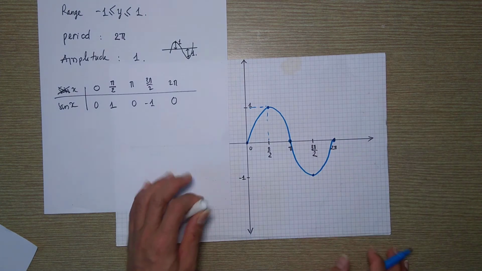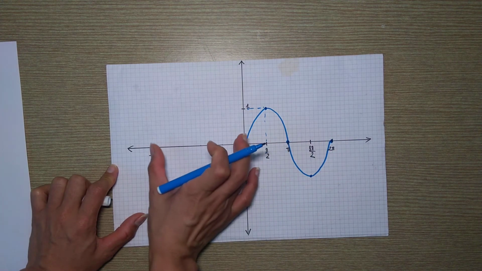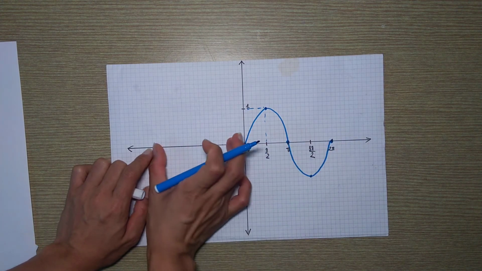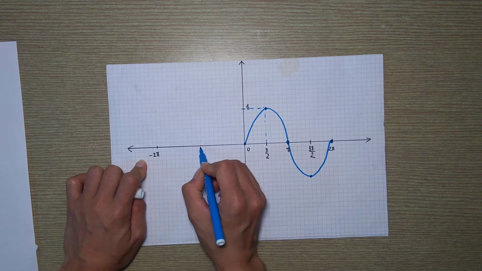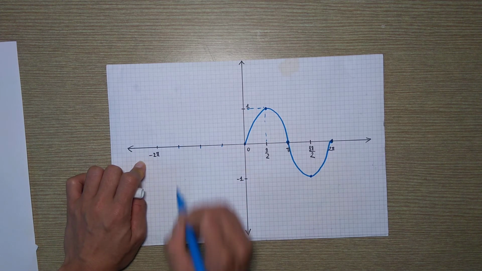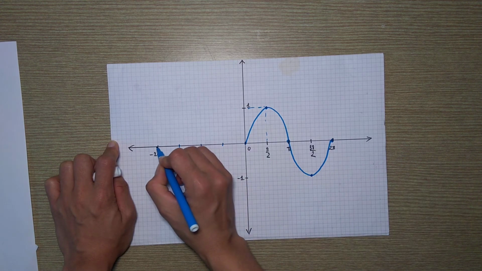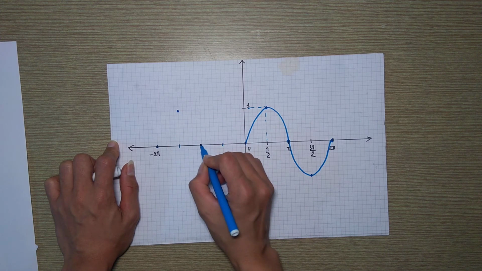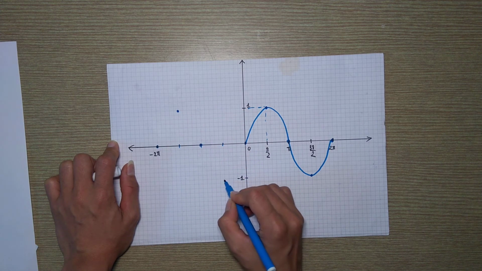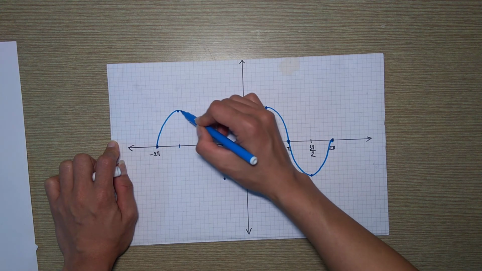This is one period. If you copy this one and paste it to the next, you would have the same shape, with the same values on the same period. For example, here we divided it into 4 parts. From here it is 0, here's 1, 0, here is -1, and here's 0. You will have the same.